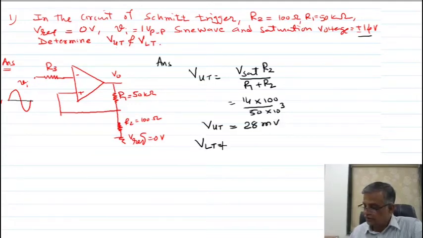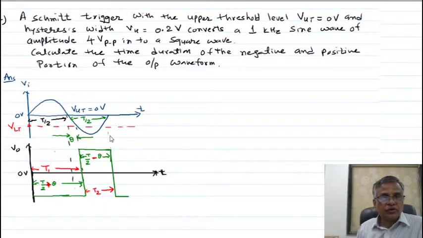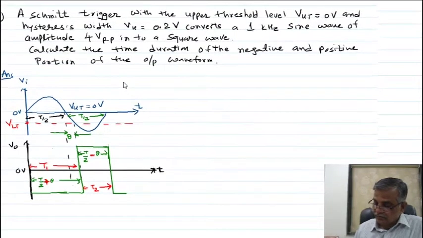VLT is nothing but minus V sat into R2 upon R1 plus R2. It is minus 28 millivolt. Look at the second numerical. A Schmitt trigger with the upper threshold voltage VUT is 0 volt. So they have given VUT is equal to 0. And VH is 0.2 volt.